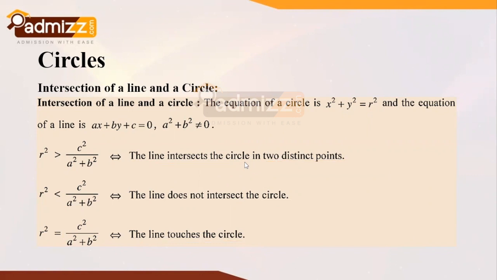Now, based on this, a few of the MCQs can be constructed. That is, they may offer you one line and a circle, and based on it, you are supposed to check. The equation of the circle can be provided to you as x square plus y square is equal to, let's say, 16, and x plus 2y plus 5 equals 0. So these kind of things may be asked to you, and then you are supposed to check whether that r square value is greater than c square upon a square plus b square, or lesser than, or equal to c square upon a square plus b square.